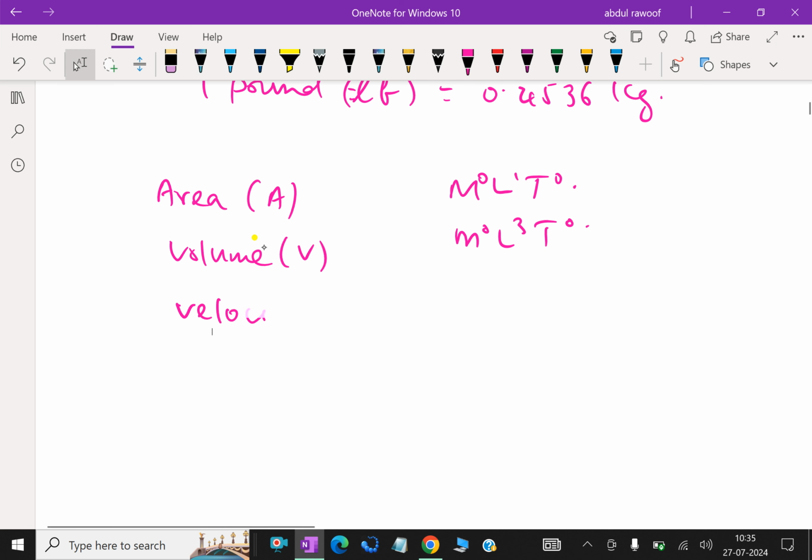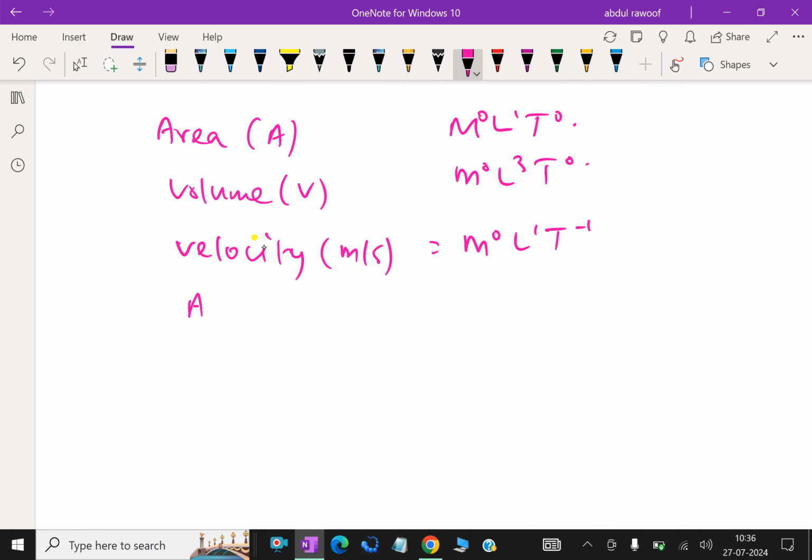Suppose velocity. Velocity is meter per second, that is M0, L1, T minus 1. Acceleration, we call it a, is meter per second square, that is M0 L1 T power minus 2.